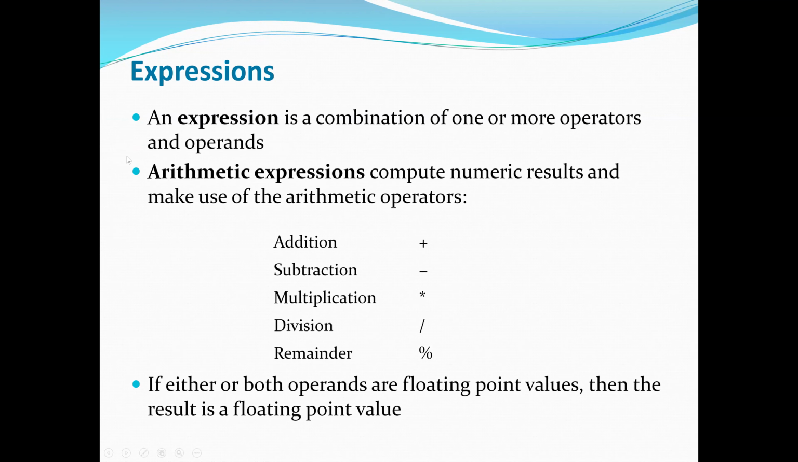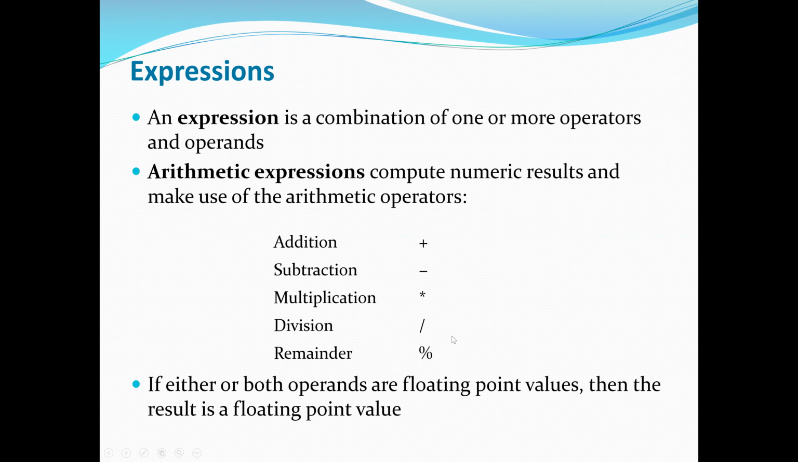First we start with the Java expression. An expression is a combination of one or more operators and operands. Arithmetic expressions compute numeric results and make use of the arithmetic operators, same as basic mathematics. In Java, we have addition, which uses the plus sign, subtraction, multiplication, which uses the asterisk sign, division, and also remainder. A remainder is also called the modulus operator. When you divide two values, the remainder gives us the result.